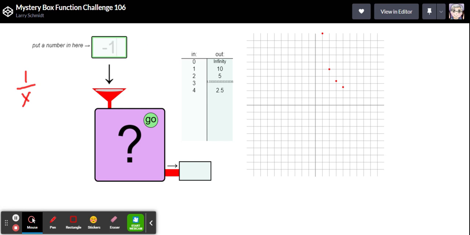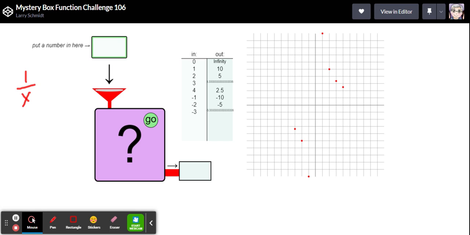How about a negative 1? So negative 1 is negative 10. So it looks like this is being maybe symmetrical about the origin. Let's try a negative 2. And that's a negative 5. And we got a positive 5 for a positive 2. Okay, and a negative 3. Okay, so this is looking symmetrical about the origin.